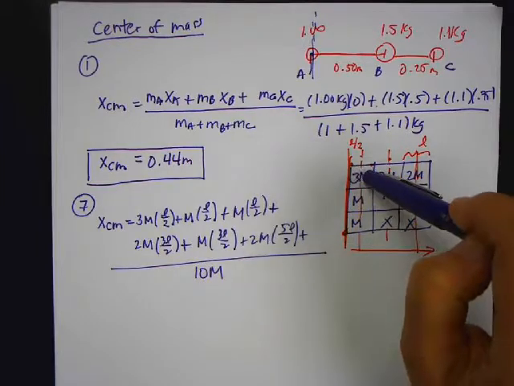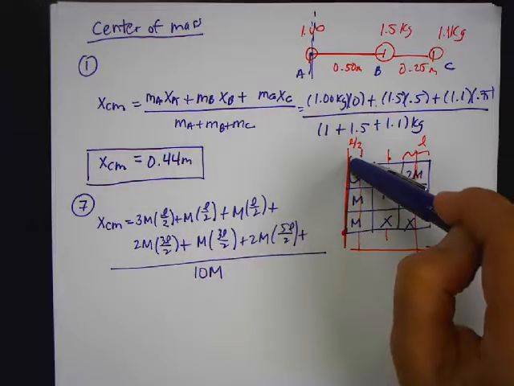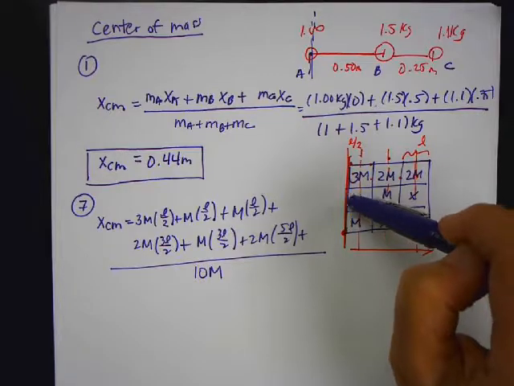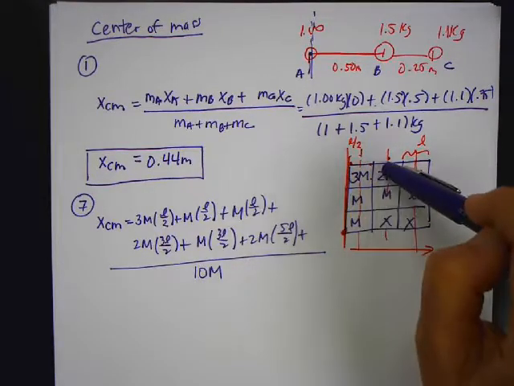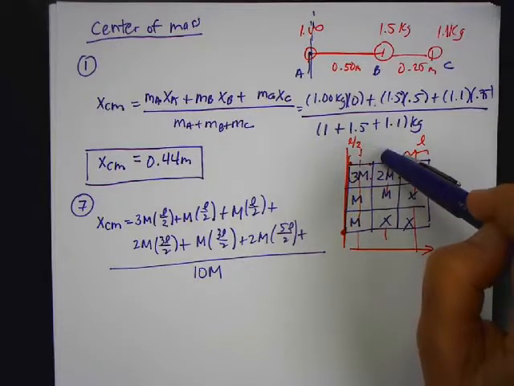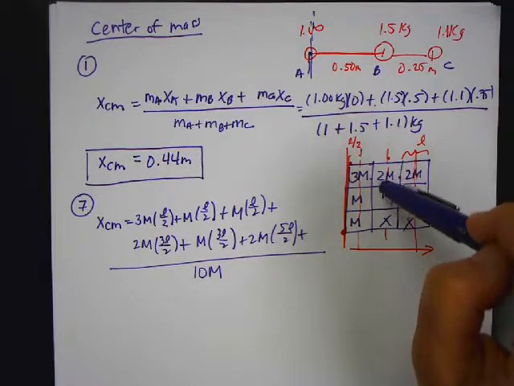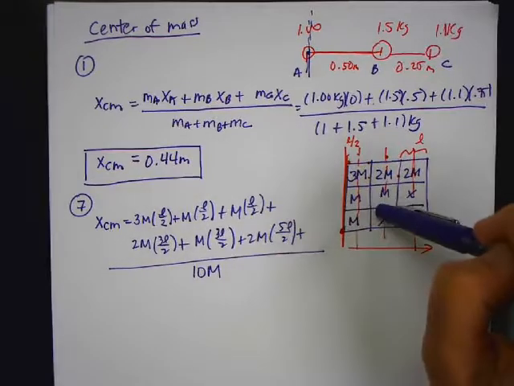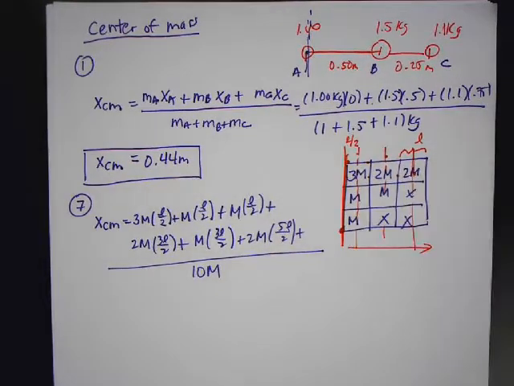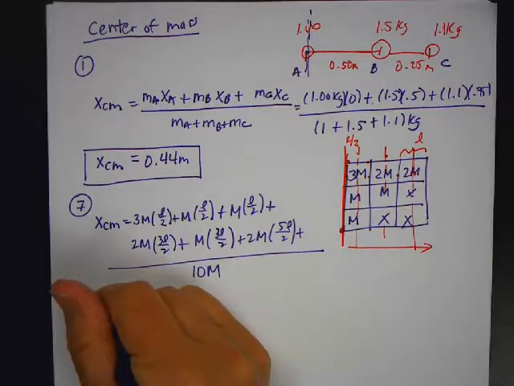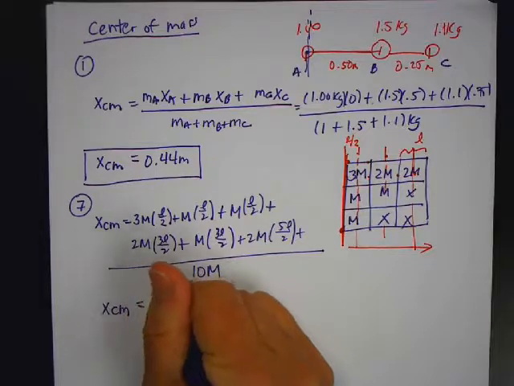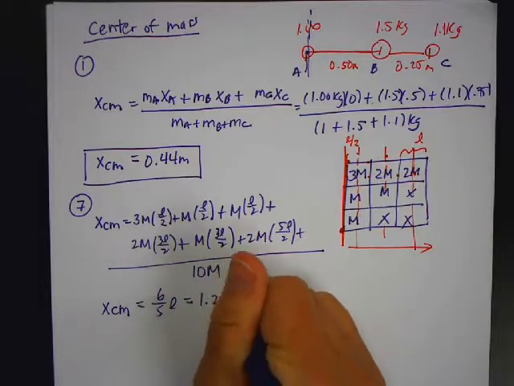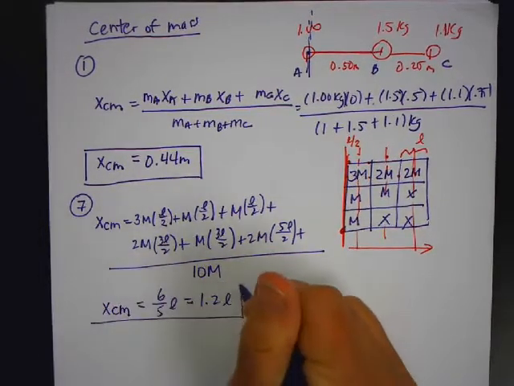So 3m times L over 2, m times L over 2, and then m times L over 2, 2m times 3 halves L, m times 3 halves L, and then 2m times 5 halves L. When I add all that up, my X center of mass is 6/5 L, which comes out to be 1.2 L. So that's just the X part.